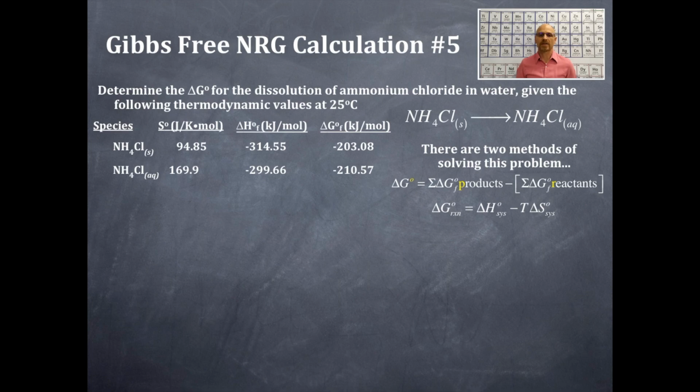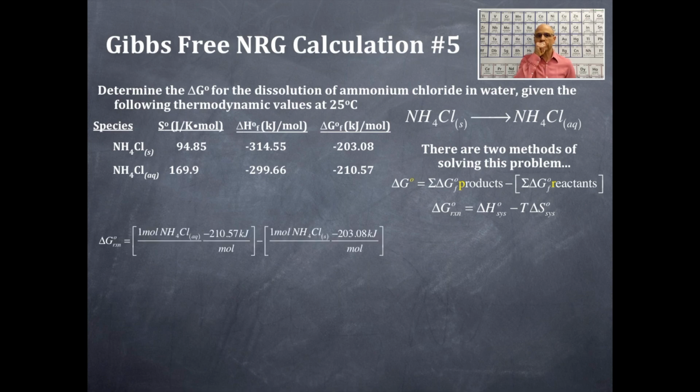This is the second method. The second method is first determining the enthalpy for the reaction, then the entropy change for the reaction. Using those two pieces of data, we're going to plug that into delta G naught equals delta H minus T delta S. We're going to do both of these, and then we're going to analyze the data to figure out what this means.